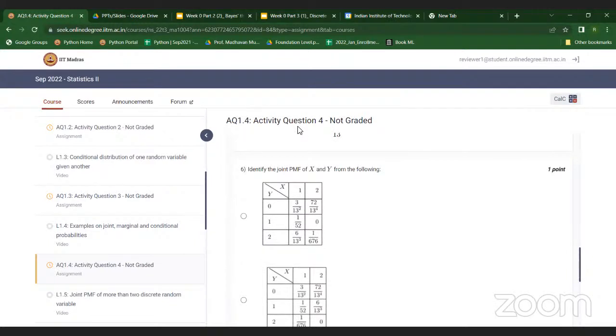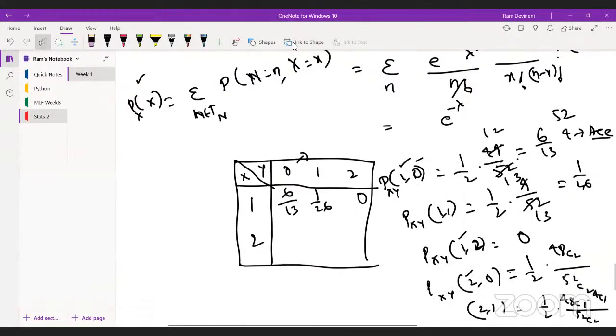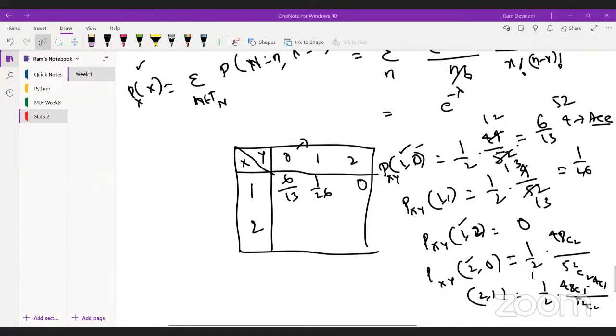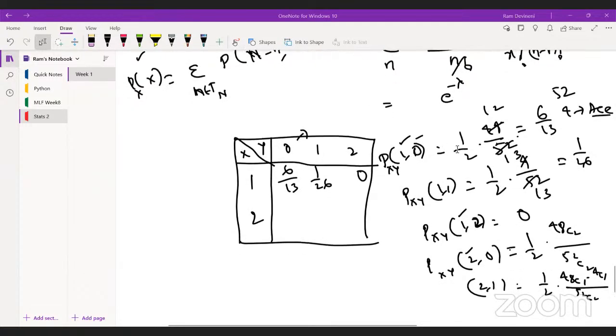So why was it multiplied by half? Sorry, sir, what? Multiplying by half into something, every probability we have started by half into something. Because that is a probability for x we need to have, right? Probability for x equals 1 multiplied by probability for y equals 0.